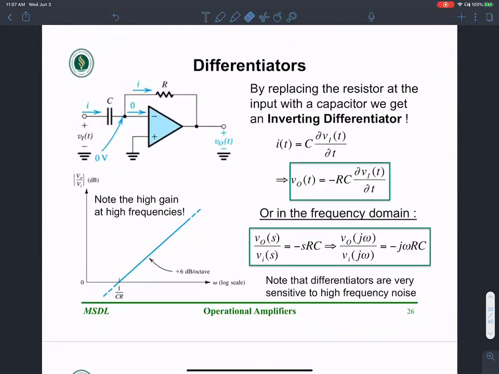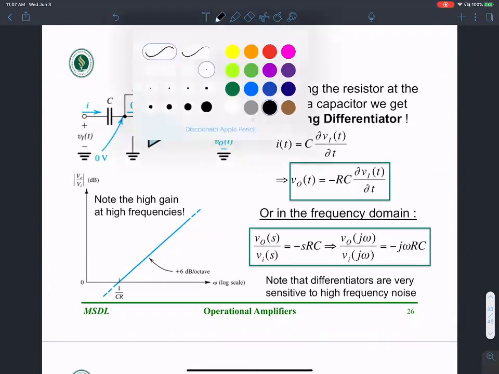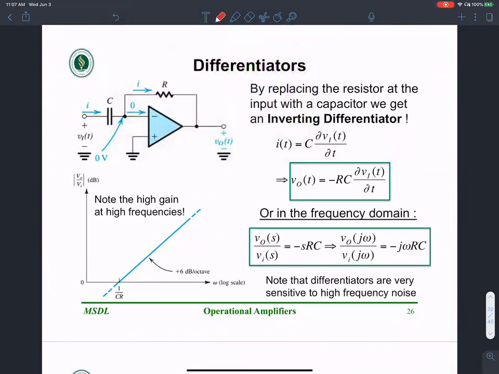Let's talk about differentiators now. Earlier I had a capacitance here in the feedback path and a resistance on the input side. Now I switched them around. I have a capacitance between the input and the negative terminal, and then I have a resistance in the feedback path. Now this turns out to be a differentiator. It is still an inverting configuration, with the negative terminal.